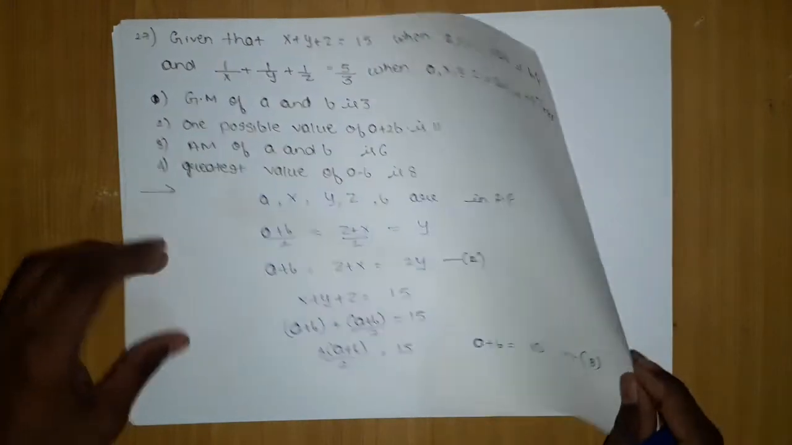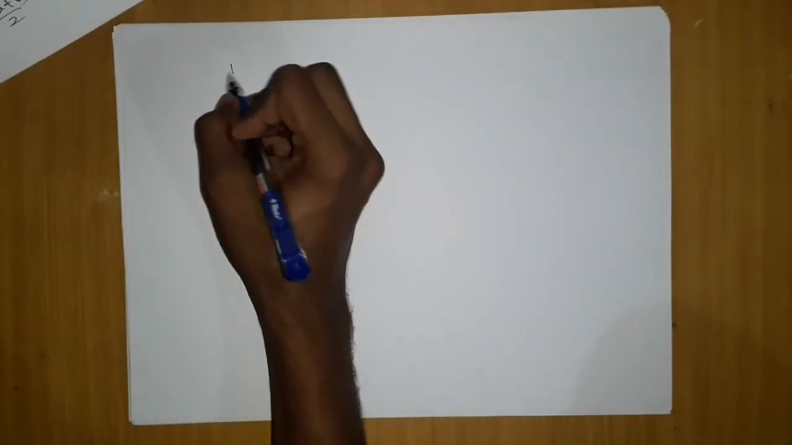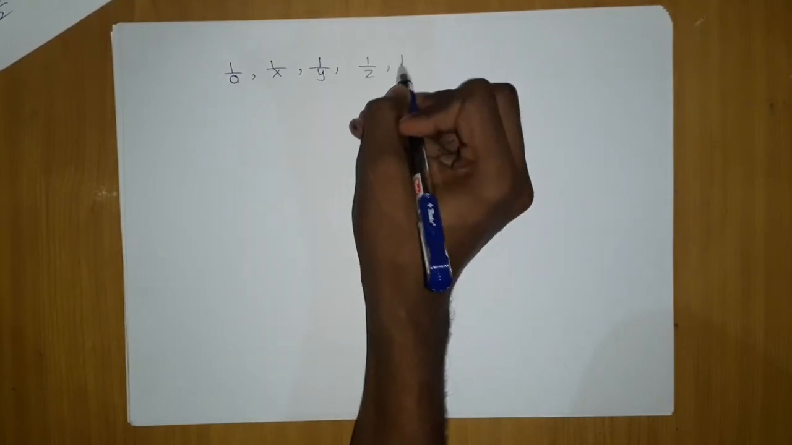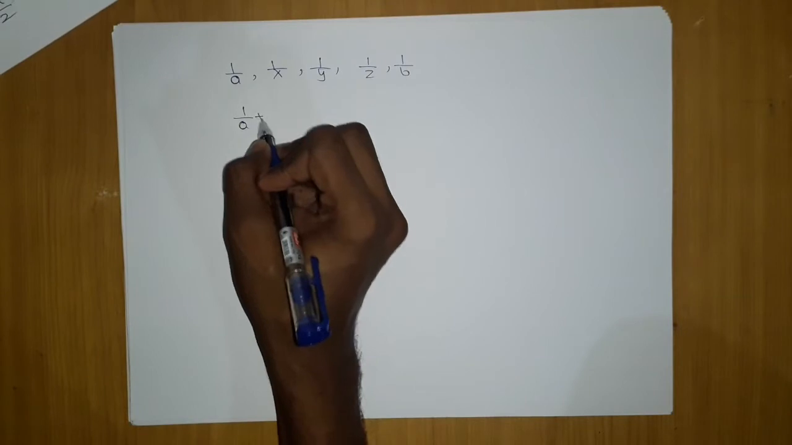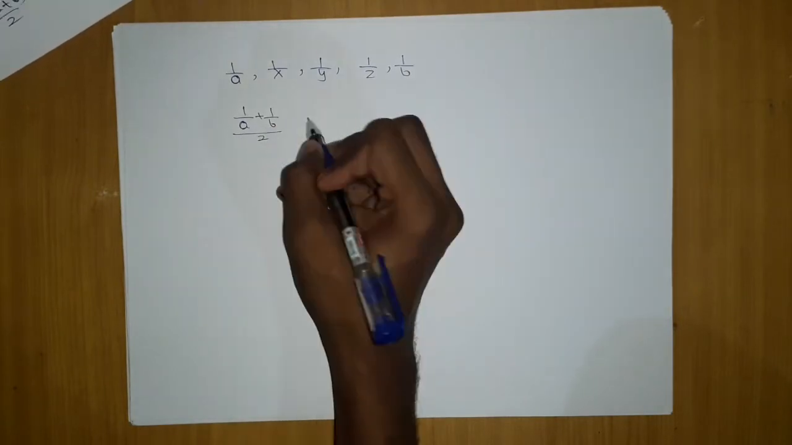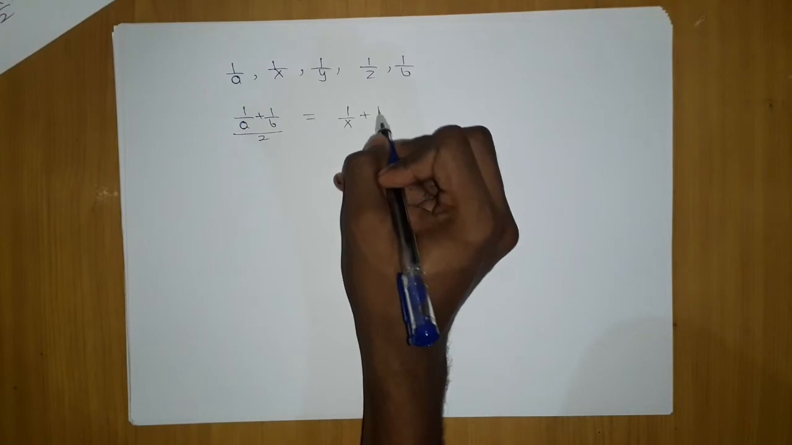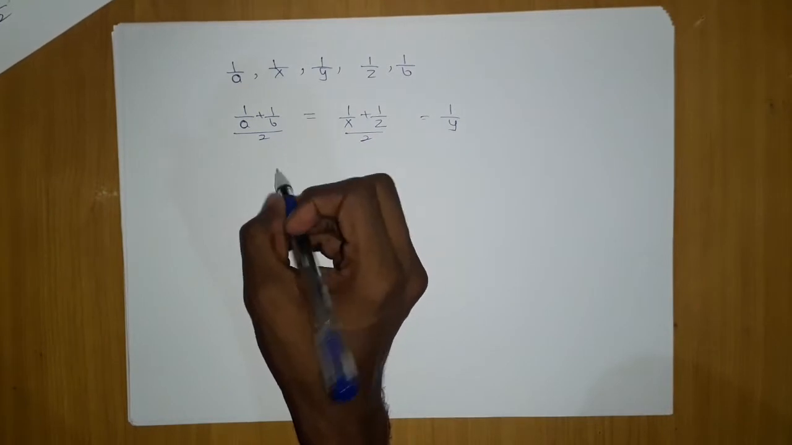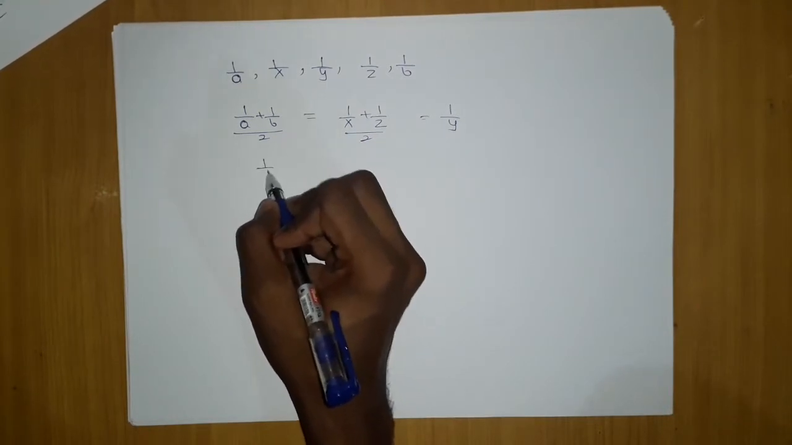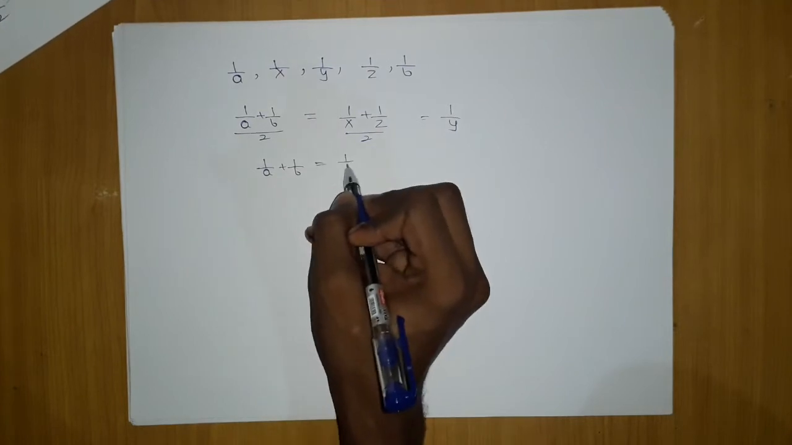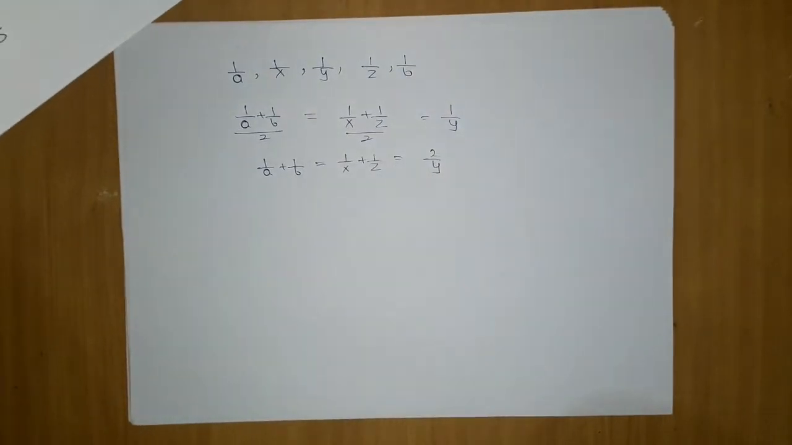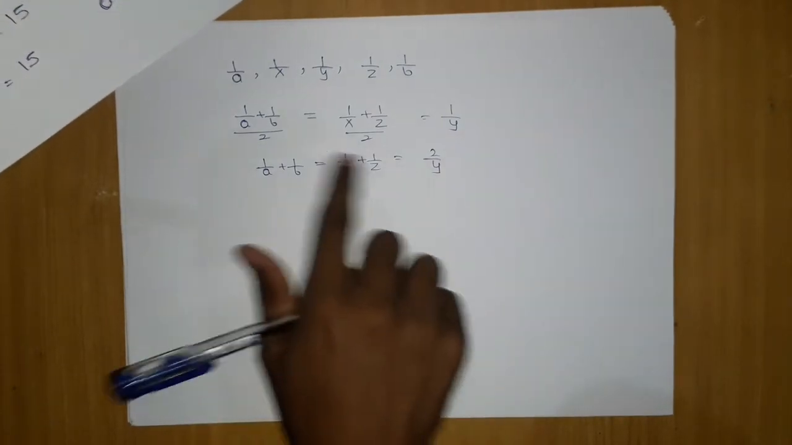Now in the next, what I have is 1 upon a, 1 upon b, they are in HP, so I can write in AP 1 upon z, 1 upon b. Similarly I can write (1 upon a plus 1 upon b) by 2 is equal to (1 upon x plus 1 upon z) by 2 is equal to 1 by y. I will multiply throughout by 2, giving me finally 1 by a plus 1 by b is equal to 1 by x plus 1 by z, which will give me 2 by y. So finally, this is the general thing which we have.